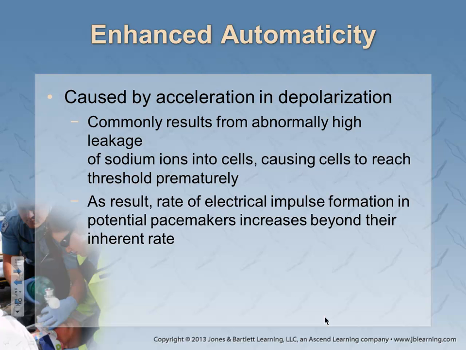Enhanced automaticity is caused by acceleration of depolarization. So it could be from excessive stimulation of the sympathetic nervous system, or certain medications would cause it. As a result, the electrical impulse formation in the potential pacemakers increases beyond their inherent rate. What do you think that's going to cause? If we're having more electrical charge to the SA node than what it's used to at 60 to 100, what's it going to cause? Tachycardia. All right, so that's just another way of explaining how tachycardia occurs. The SA node gets ultra excited, goes beyond its inherent rate of 60 to 100, and it starts beating faster.